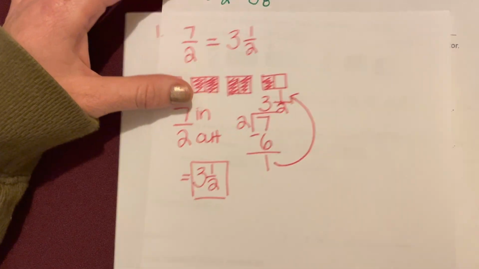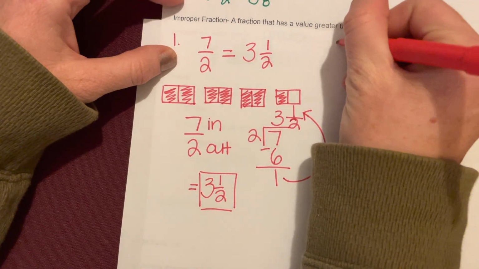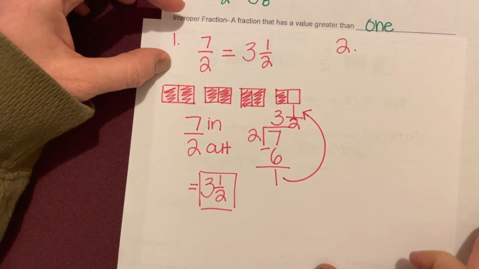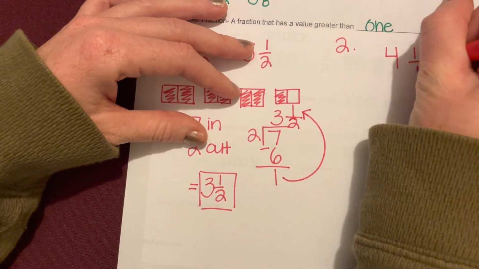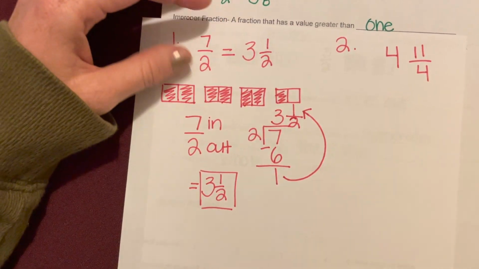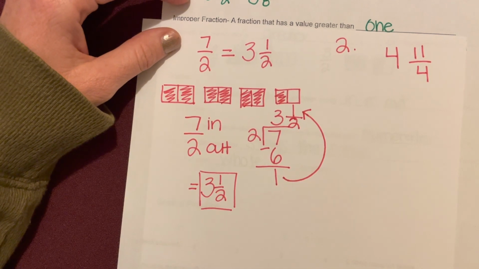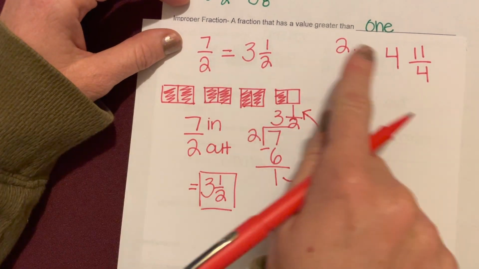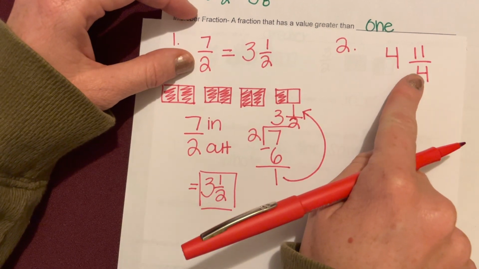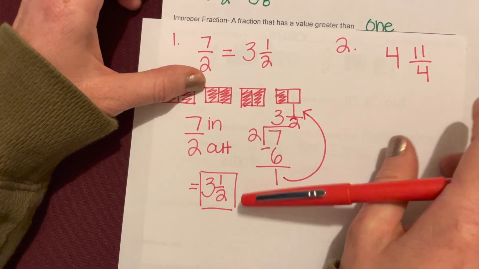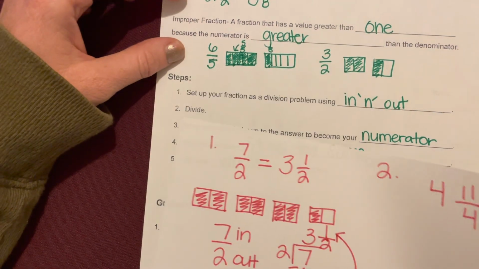I'm going to give us another one. Number 2 is 4 11/4. Okay. I don't want to draw 4 wholes and then 11/4, so I'm going to just use the steps that we learned.